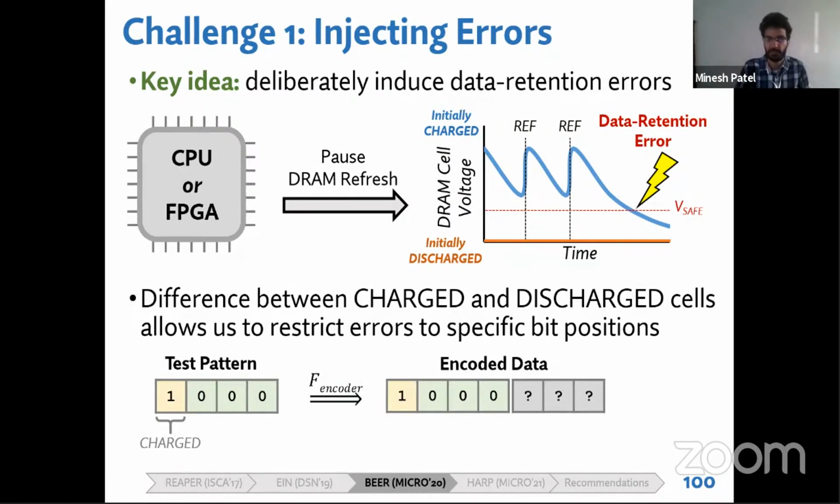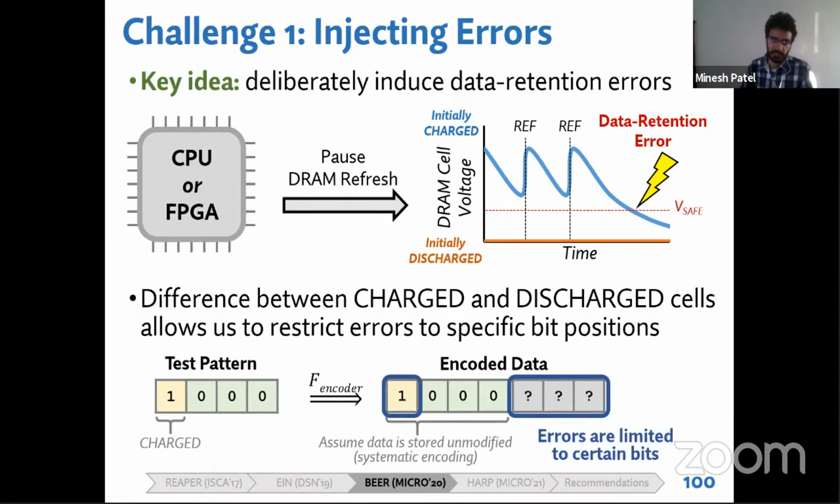On the left, we show a test pattern that we might write to a device. Here we write a test pattern of say 1000, and let's say that only the 1 is in the charged state. Now, after ECC encoding, we assume that the data bits themselves are stored unmodified. This is referred to as a systematic encoding, and is a very reasonable assumption for the on-die ECC code. The data might be encoded as such, and the errors are actually limited to specific bits within the device, because the bits that are stored in the discharged state, here shown as 0, cannot experience data retention errors. And so effectively, we've injected errors in any one of the highlighted bits, right? Because the errors are limited to those positions.